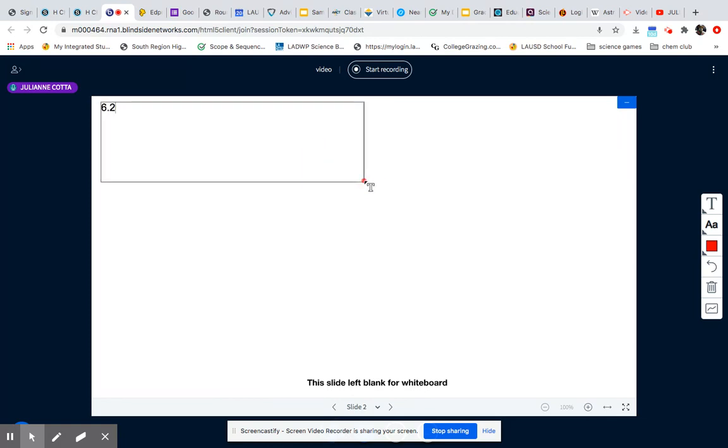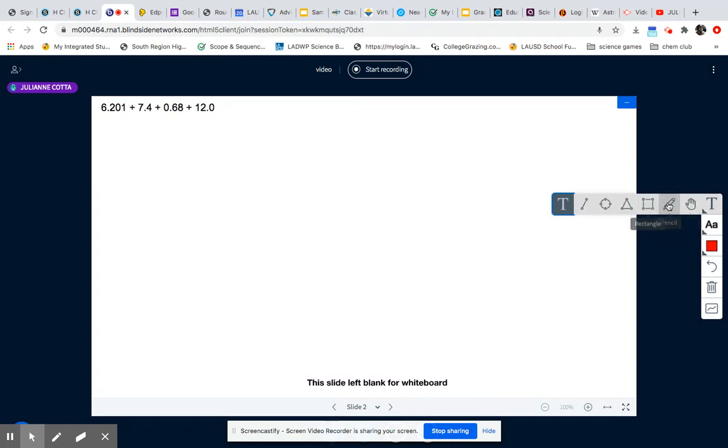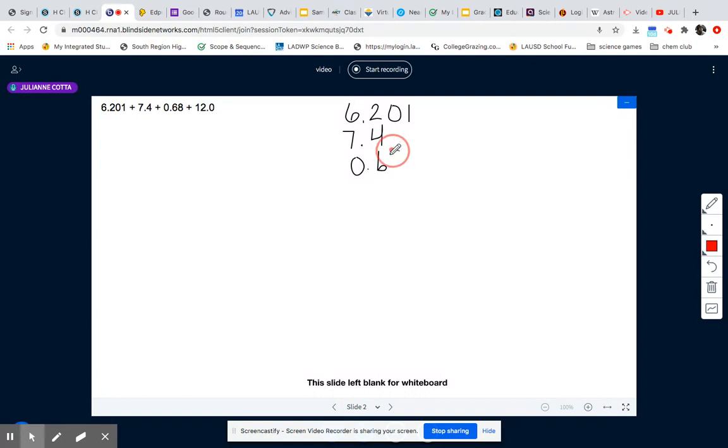So the first one, 6.201 plus 7.4 plus 0.68 plus 12.0. Okay, I want to line these up and down like you're in elementary school. So let me start writing them over here. So we have 6.201 and 7.4, 0.68, and 12.0. Okay, notice I've lined them up on the decimal point.